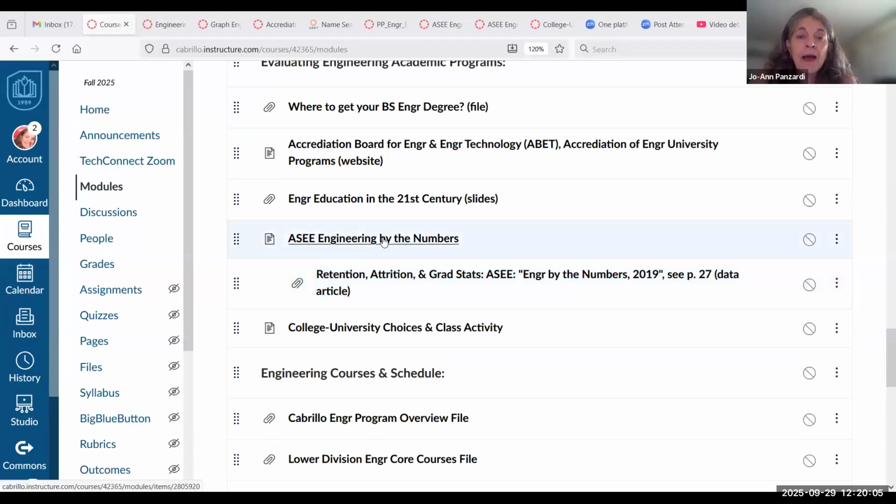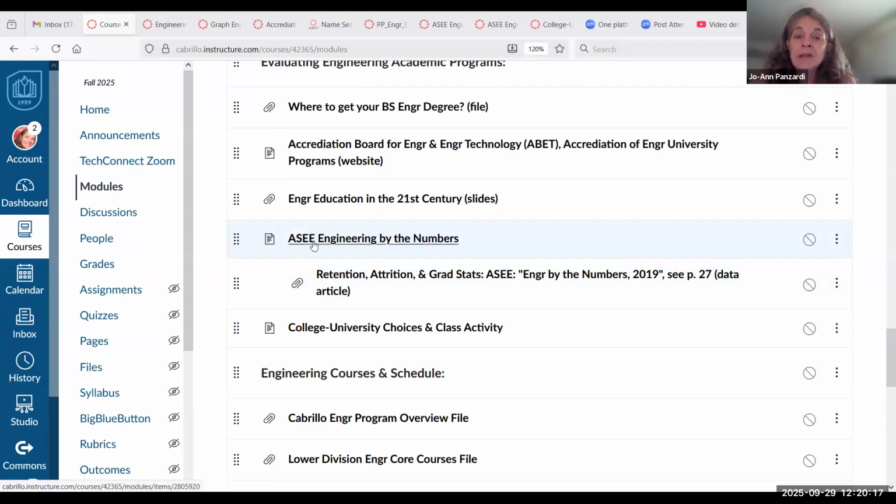Okay, I'm going to stop sharing. I'm going to go back to my module. And now this is really an amazing database of information. This stands for, which you probably know already, American Society of Engineering Education.